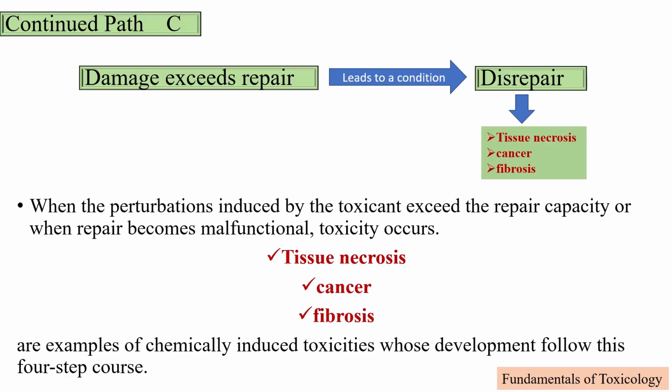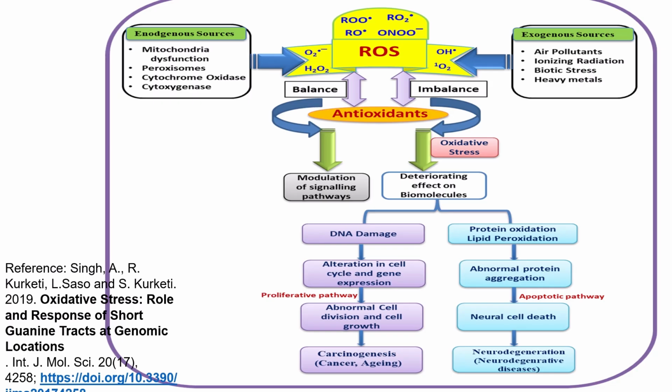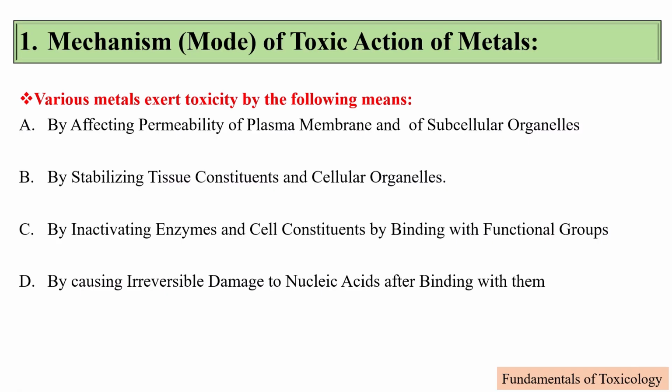Coming to the first point, metals cause toxicity by affecting permeability of plasma membrane and of subcellular organelles. Some metals, viz., Cu, Hg, etc., interact with phosphate fractions of the plasma membrane, bind firmly with thioligands and exert conformational changes in the membrane. Such changes may either activate or inhibit, exerting a series of cell responses resulting in cell damage.